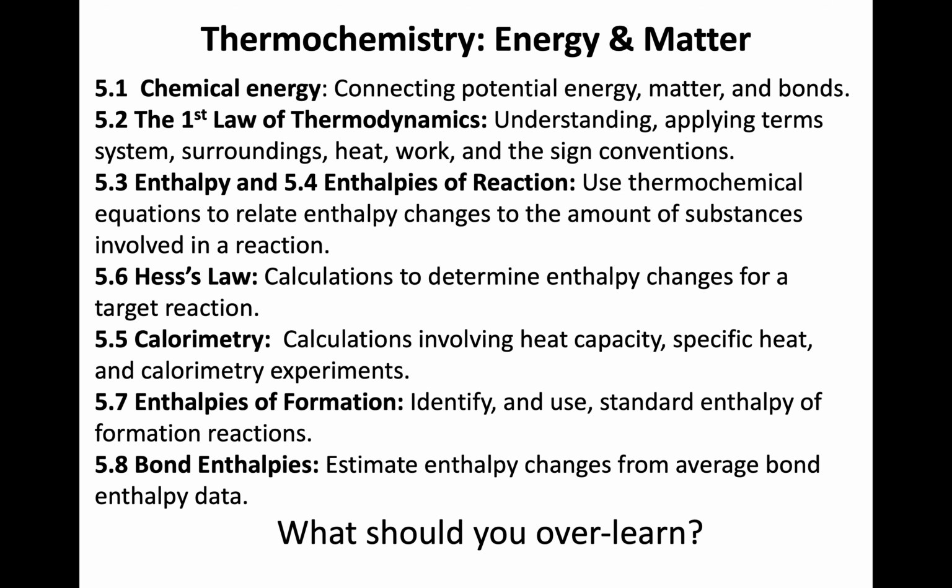So as I look at this set right here, what ideas should you overlearn within Chapter 5? I think it's definitely beneficial to overlearn aspects of Hess's law and calorimetry. You want to make sure that you have a plan that you can quickly implement for both of those. Both of those have multiple steps involved. You don't want to try to figure it out. Make sure you have a plan that is practiced and works for both of those categories.